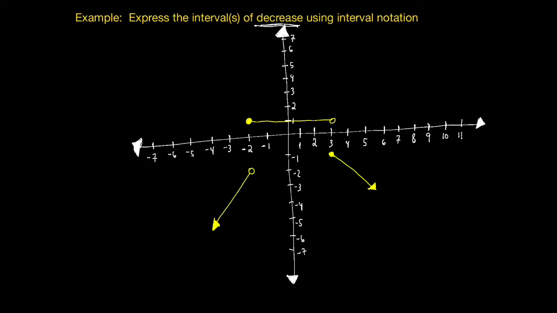Because we have an arrow here, the x-axis is going to approach positive infinity, and then the decrease begins here at this endpoint, +3. So the interval of decrease is going to be from 3 towards infinity, and infinity we always close it with a parentheses.